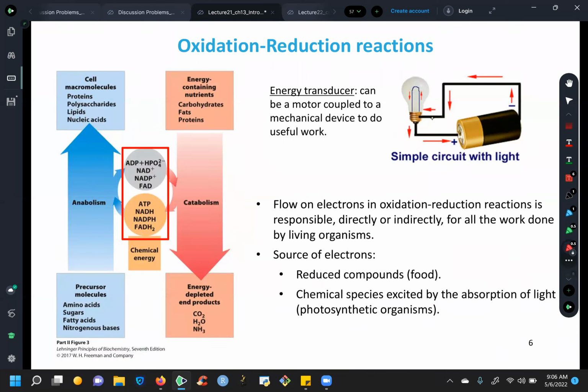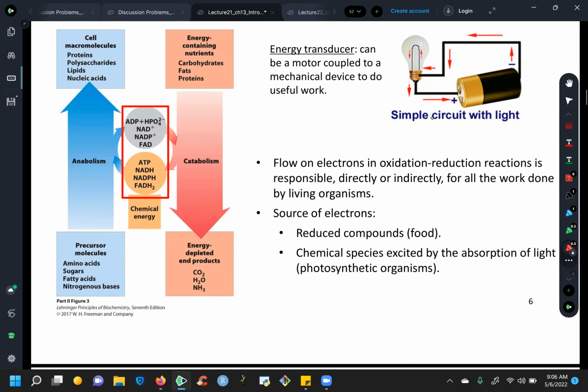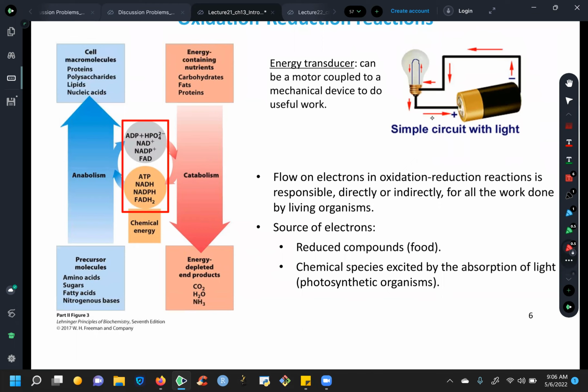Oxidation reduction reactions. An energy transducer can be a motor coupled to a mechanical device to do useful work. Flow of electrons in oxidation reduction reactions is responsible directly or indirectly for all the work done by living organisms. So the flow of electrons is what's super important. Source of electrons, reduced compounds. Like the NAD that went around to pick up some hydrogens, and FAD that went around to pick up some hydrogens. Those guys are the source of where we get our electrons.